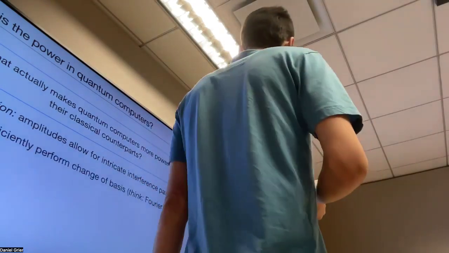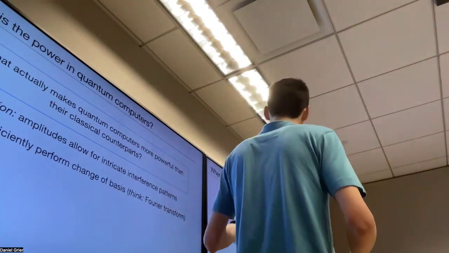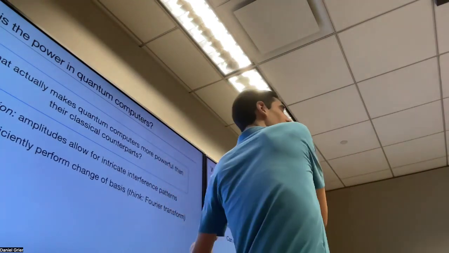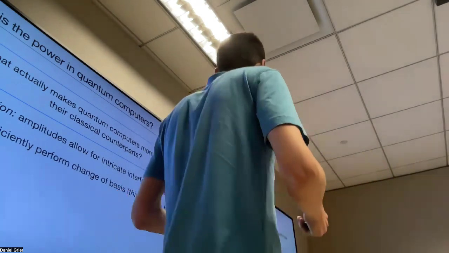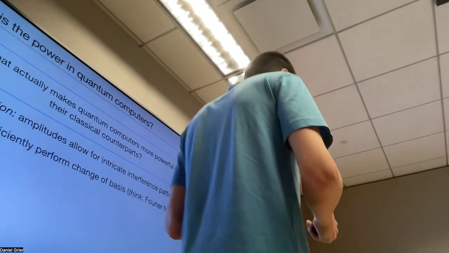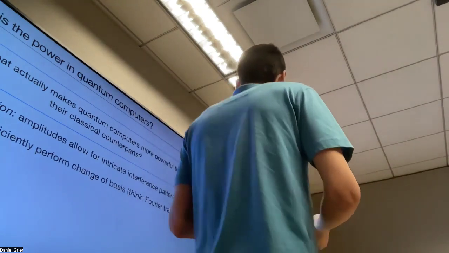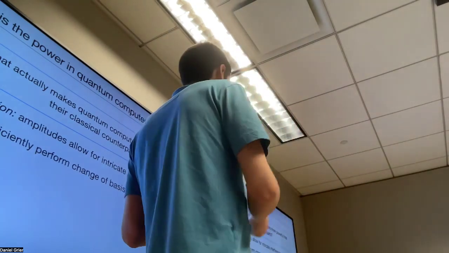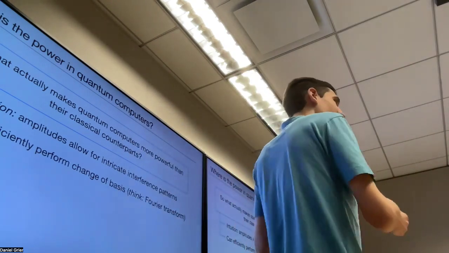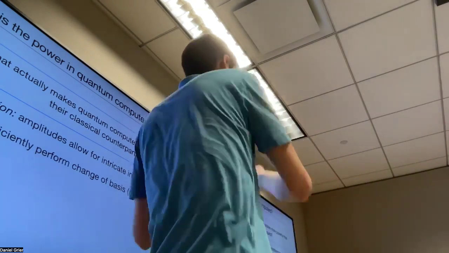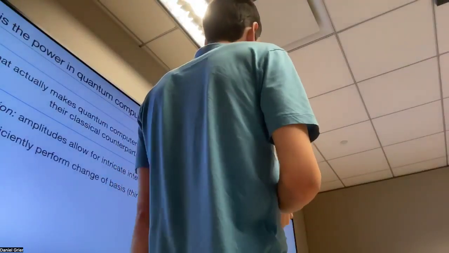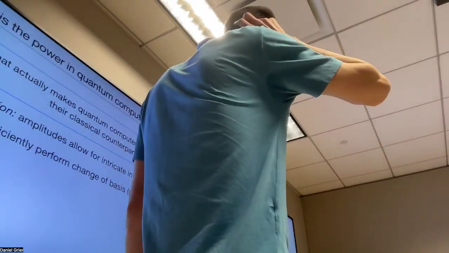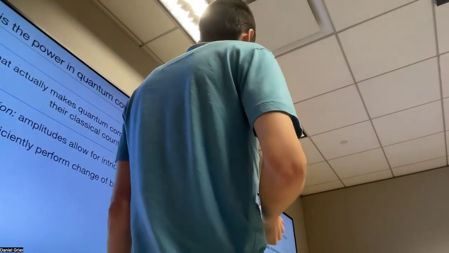This is possibly a more revealing way of thinking about things, but it also requires some more background knowledge. One of the advantages quantum computers have is that they can efficiently perform certain change of basis operations. For example, if you've seen the Fourier transform before, quantum computers can efficiently implement the Fourier transform.